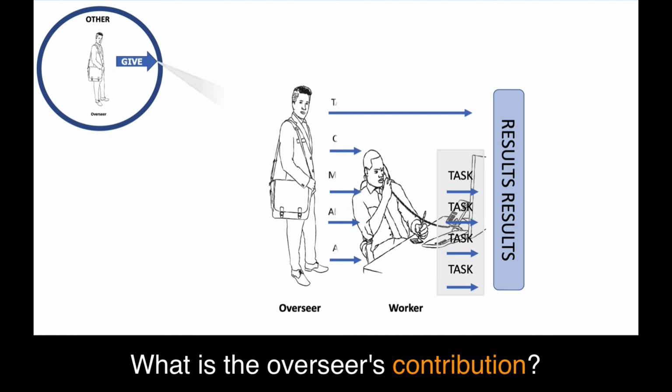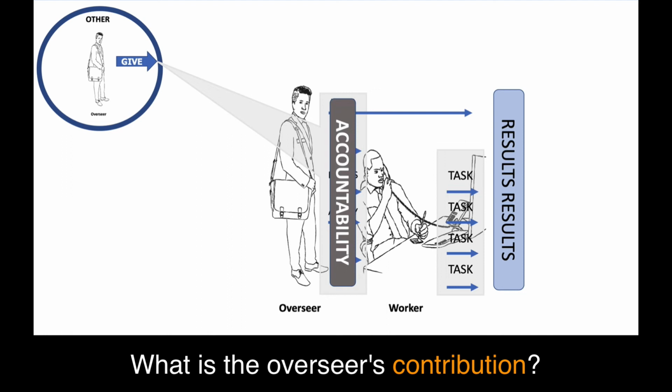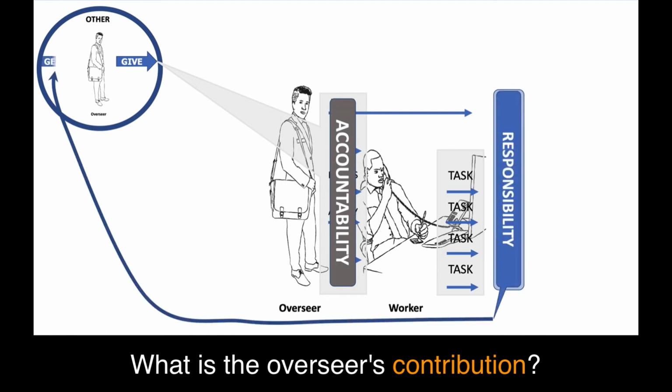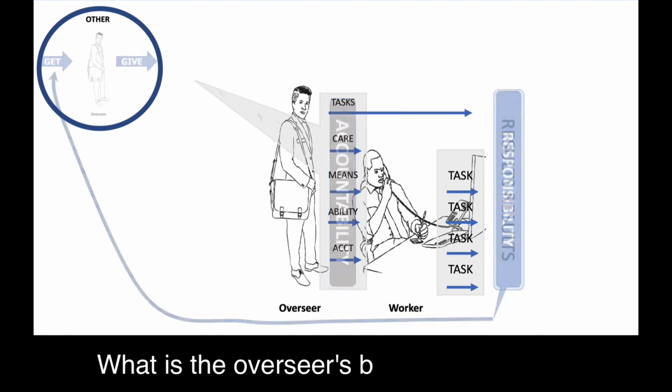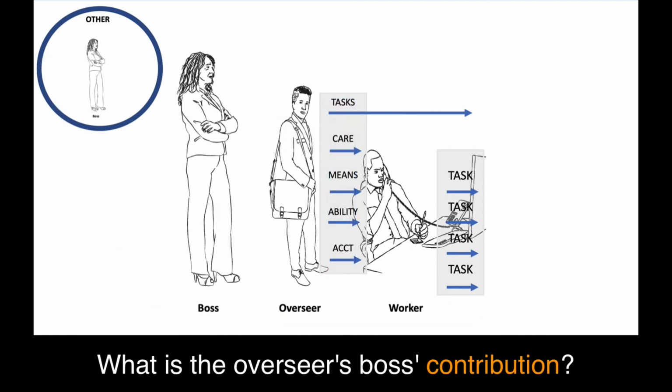So the overseer's contribution, the overseer's accountability, is to do certain tasks himself and to provide the worker with care, means, ability and accountability. The result is the overseer's responsibility. And so then we obviously would have a similar logic when we examine the boss.